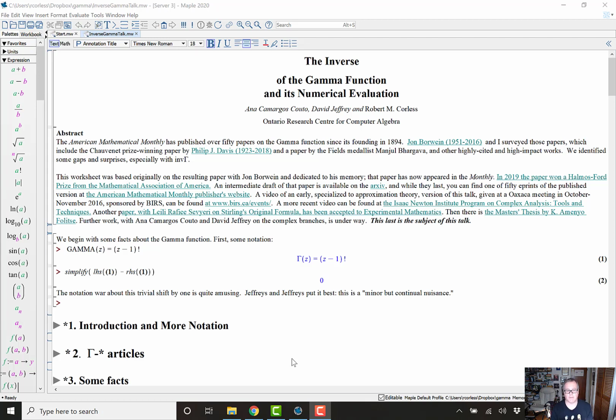So begin with a fact about the gamma function. The gamma function is something that interpolates the factorial. Gamma of z is (z minus 1) factorial. And the two different notations for the same function are actually due to Euler. People blame other people for the gamma notation, but it was in fact Euler, as well as the factorial notation. But too late. We have to deal with both of those. It's a minor but continual nuisance.